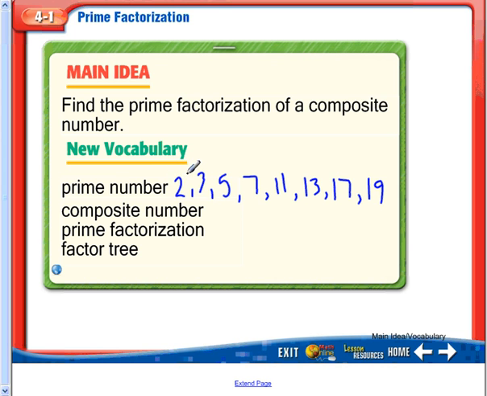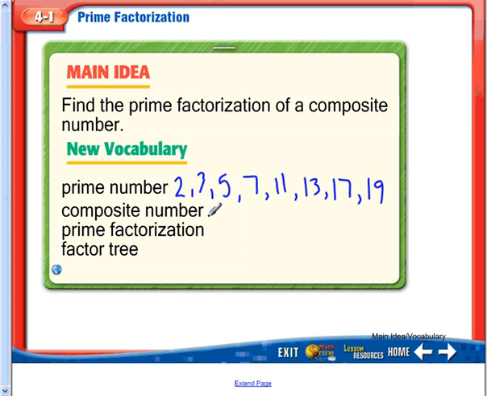So 2 times 1 is 2. 3 times 1 is 3. There's no other way we can make these numbers using multiplication of factors. 5. 5 times 1 is 5. We can't do 2 times something to make 5. It's just 5 times 1 is 5.